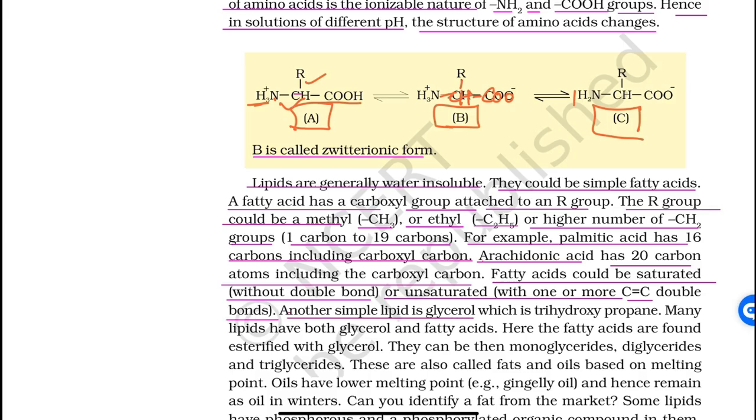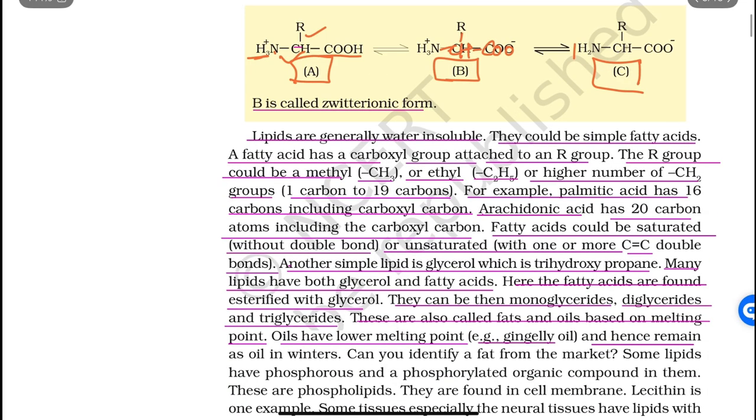Fatty acids could be saturated, without a double bond, or unsaturated, with one or more C double bonds. Another simple lipid is glycerol, which is trihydroxypropane. Many lipids have both glycerol and fatty acid. Here the fatty acids are found esterified with glycerol. They can then be monoglycerides, diglycerides, and triglycerides. These are also called fats and oils based on the melting point. Oils have a lower melting point, for example gingelly oil, and hence remain as oil in winters. Can you identify fat from the market?